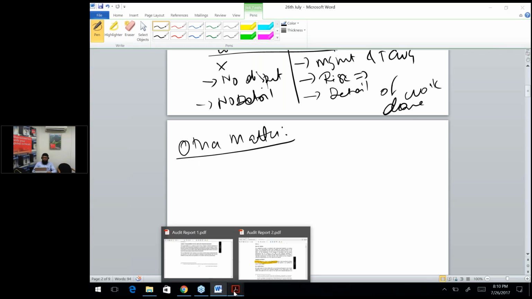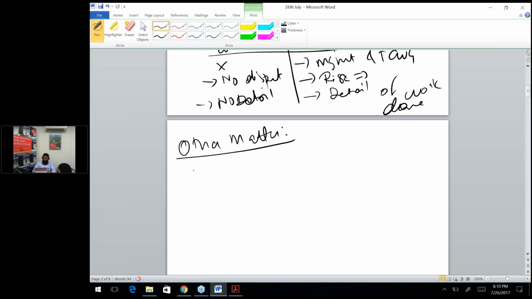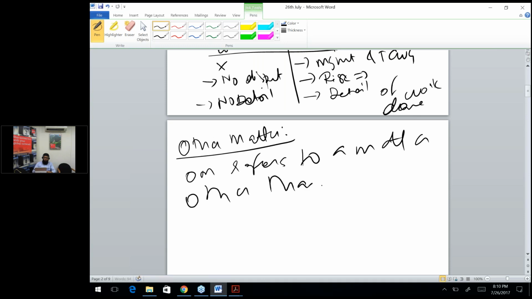When we talk about the other matter section, I'm going to explain what other matter is. The other matter refers to a matter other than financials. I mean, a matter which is not pertaining to the financial statement is another matter. I'm repeating it again, a matter which is not pertaining to the financial statement is another matter.